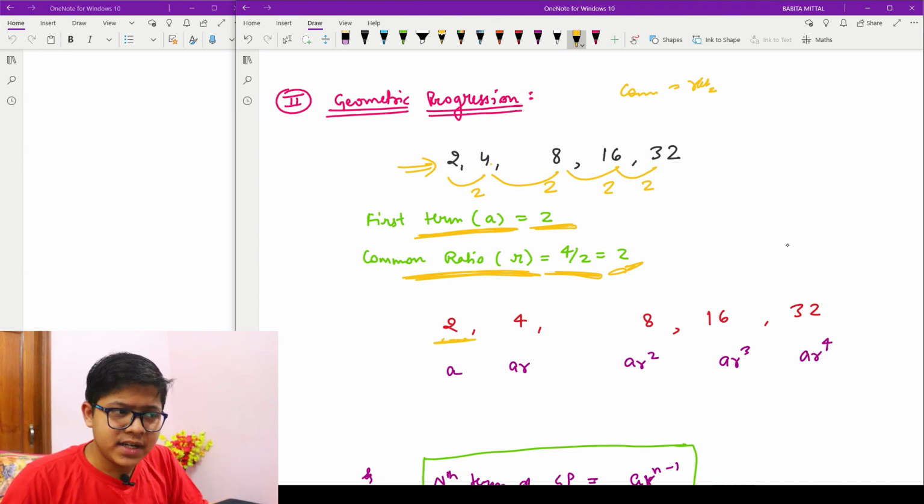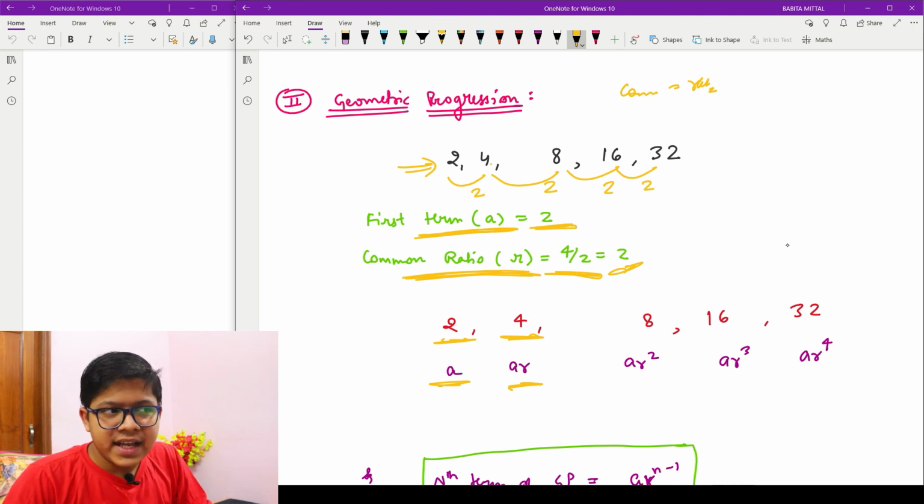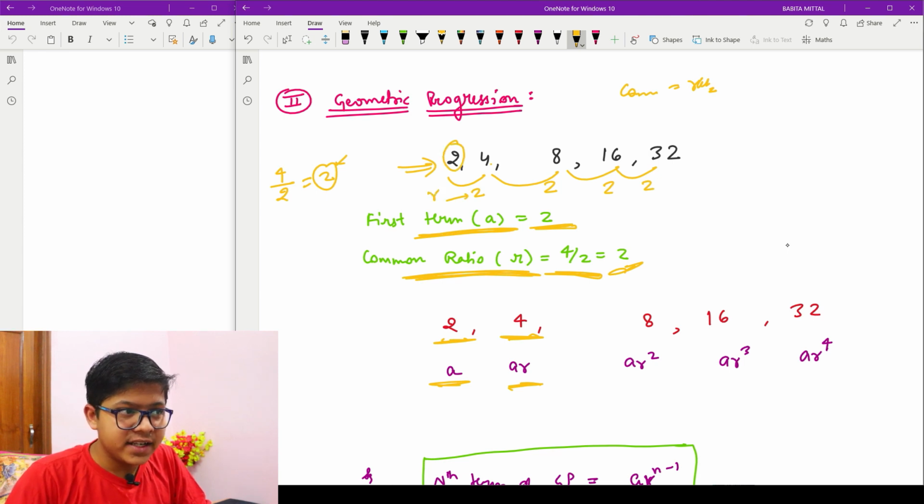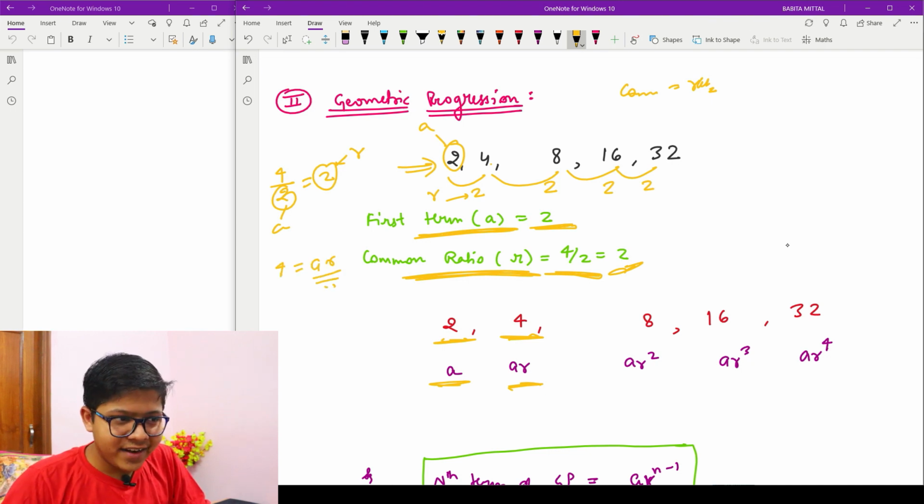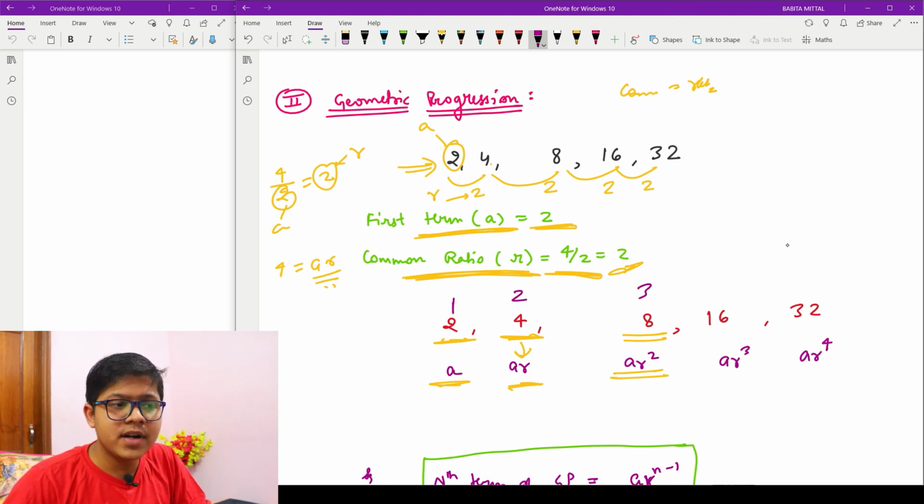So my 2 is nothing but A, my 4 is nothing but A into R, because I said that my 4 upon 2 is 2. Here the 2 is R, it is A, it is R, so my 4 is nothing but A into R, right? So I can write my 4 as A into R, and thus similarly I can write my 8 as A into R square. So you can clearly see that this is the first term, the second term, the third term, the fourth term.